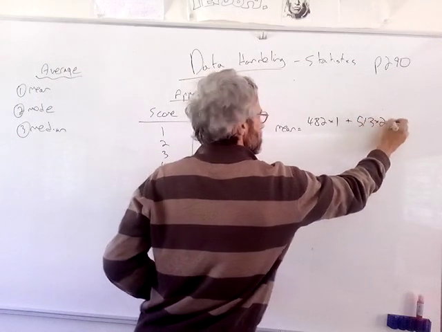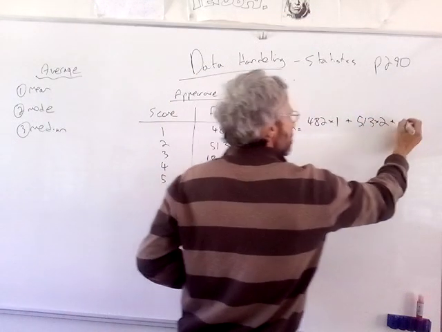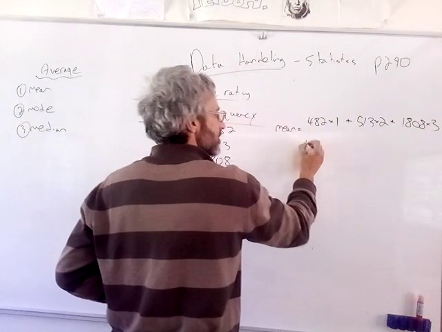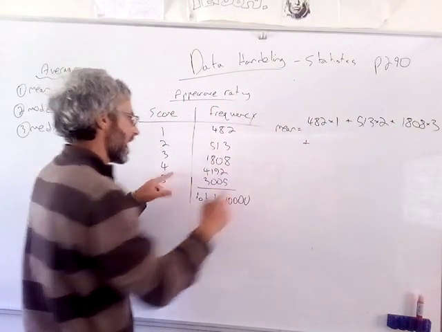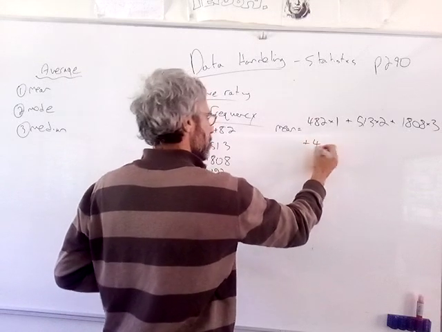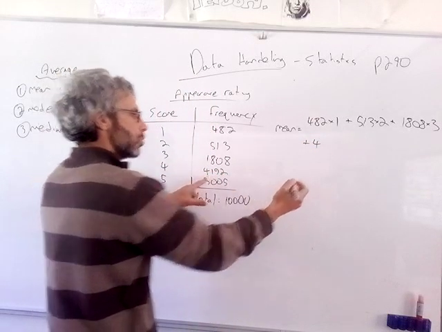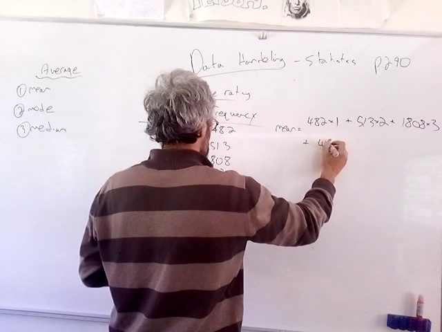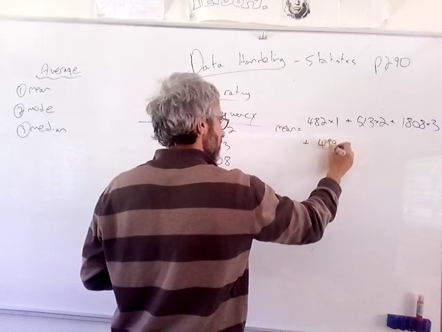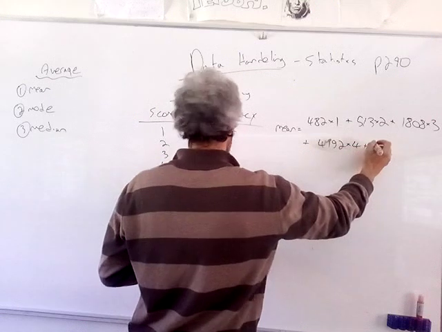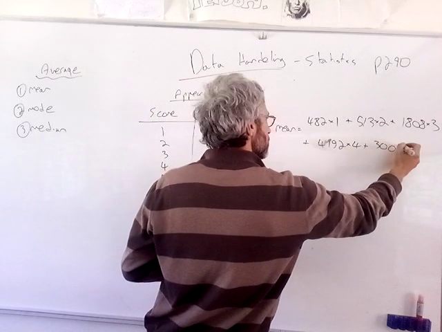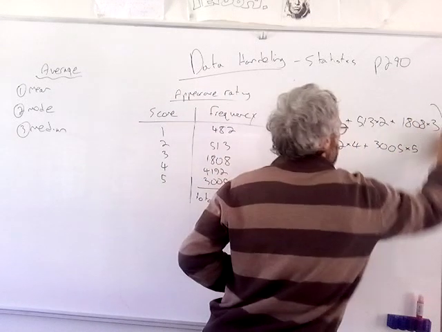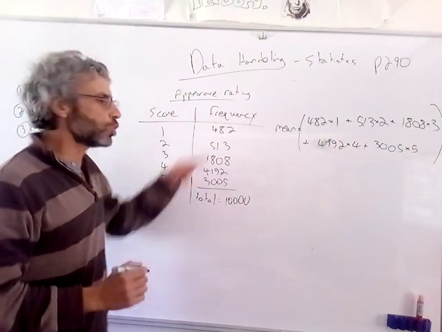513 times 2, plus 1,808 times 3. I'm going to just run out of space, so I'm just going to add all that. Plus 4,192 times 4, plus 3,500 times 5. I've added all of this up. That's the total score.